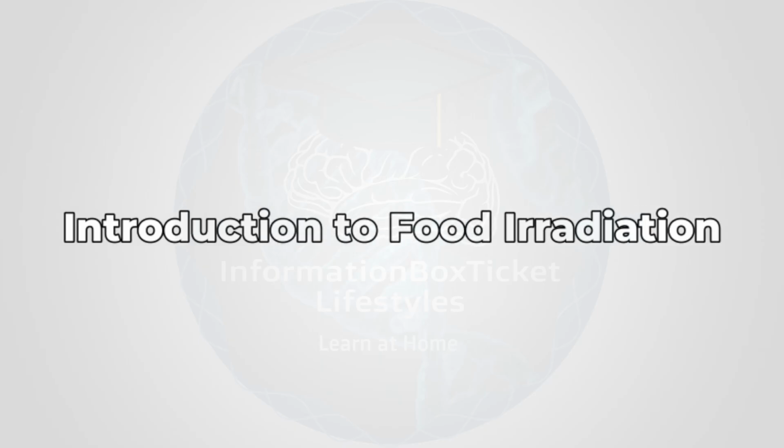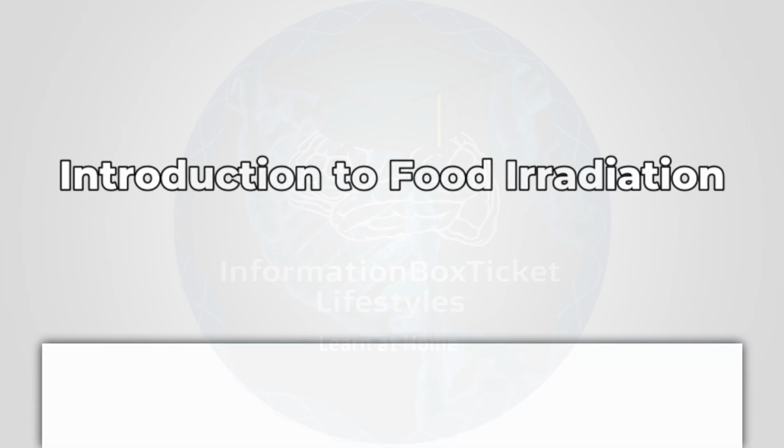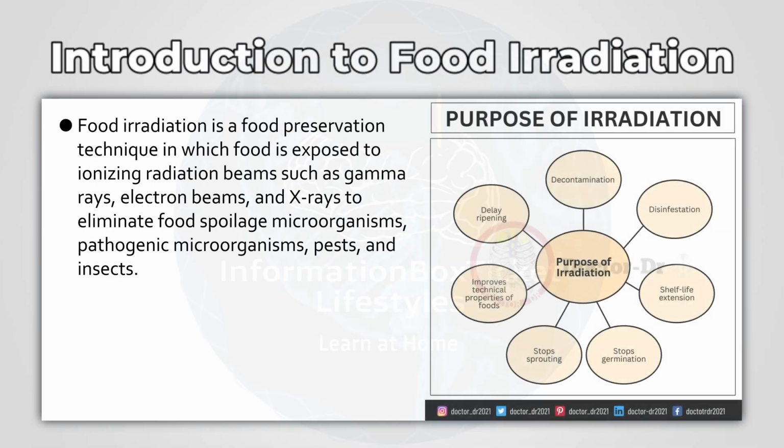Introduction to food irradiation. Food irradiation is a food preservation technique in which food is exposed to ionizing radiation beams, such as gamma rays, electron beams, and X-rays, to eliminate food spoilage microorganisms, pathogenic microorganisms, pests, and insects.